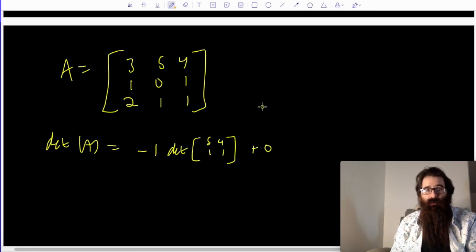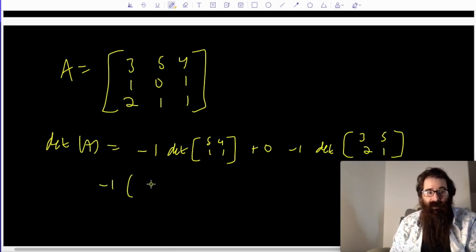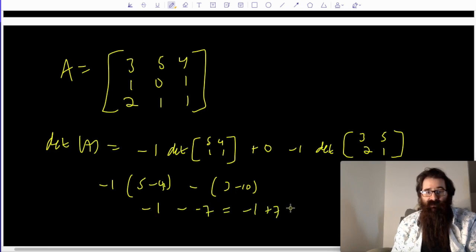And then next would be a 0 that I bring out. And then next I'm going to bring out that 1. I got to flip its sign times the determinant of the 2 by 2 matrix when I remove that entry's row and column. So that's going to give me 3, 5, 2, 1. You could do any cofactor expansion how you would like, any row, down any column, sure. So I'm going to get negative 1 times, here I have 5 minus 4. Ditch the 0, and then minus, here I'm going to have 3 minus 10. So this is going to give me negative 1 times 1 is negative 1, and then minus 3 minus 10 is negative 7. Negative 1 plus 7 gives me 6.